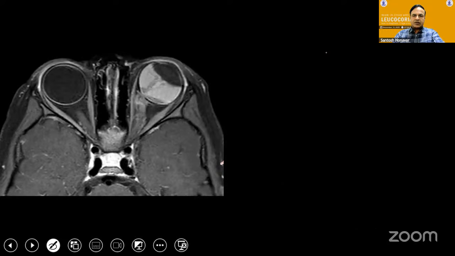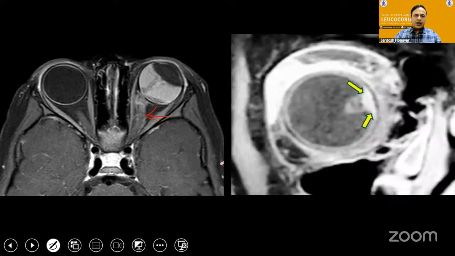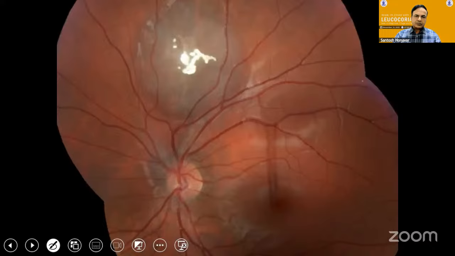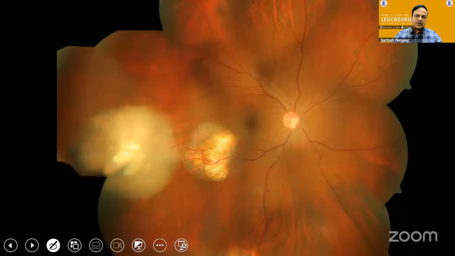MRI, as I mentioned, would tell you about optic nerve invasion and also choroidal invasion, which are considered radiological risk factors. Now, retinocytoma can also cause leukocoria. Obviously, retinocytoma is detected in older children, sometimes even on screening, but there is a glimpse of leukocoria if the retinocytoma is present in the posterior pole. This, of course, would cause leukocoria.